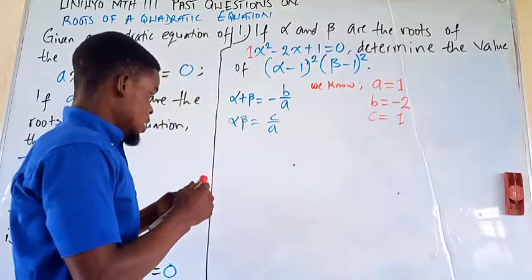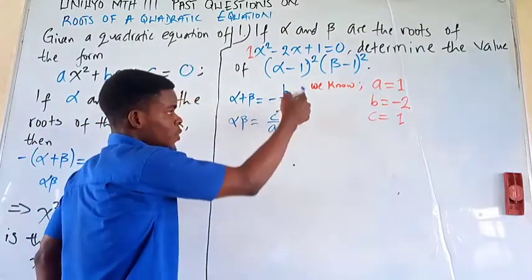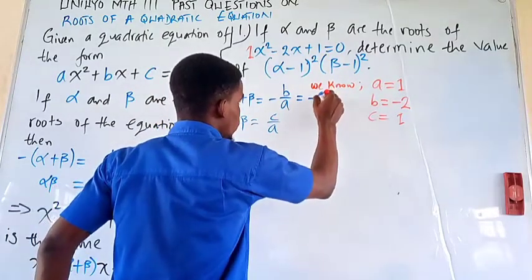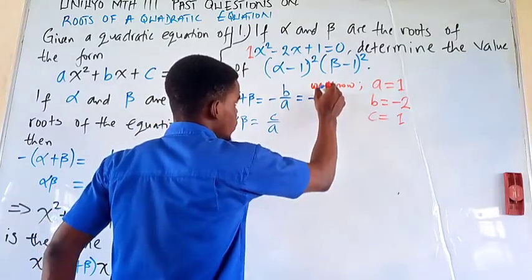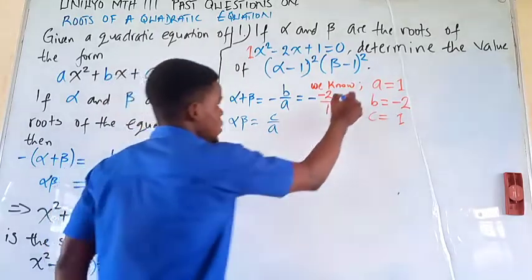So that means that alpha plus beta is negative of b over a. Here b is negative 2 and a is 1, so you are saying negative of negative 2 over 1, that is just positive 2.